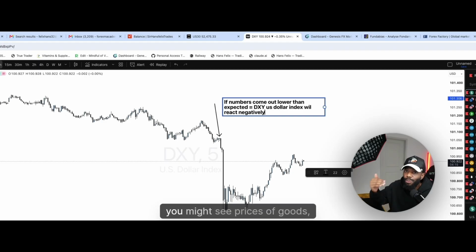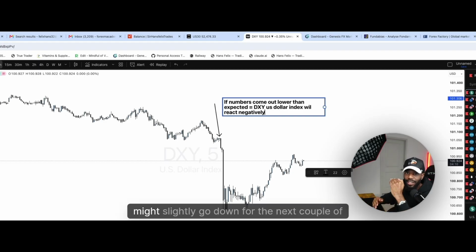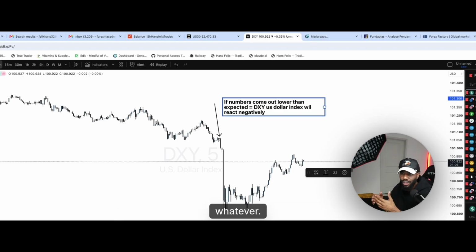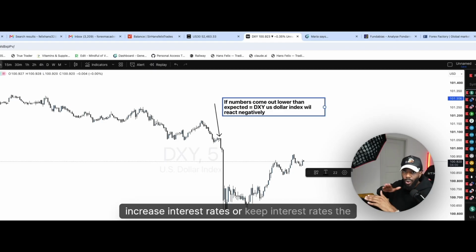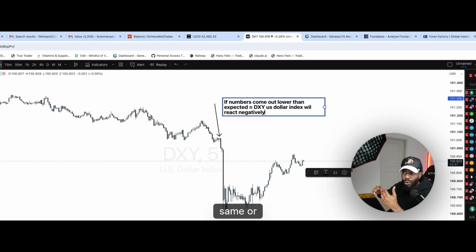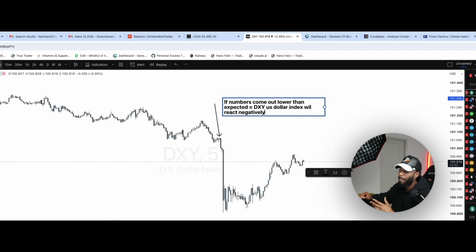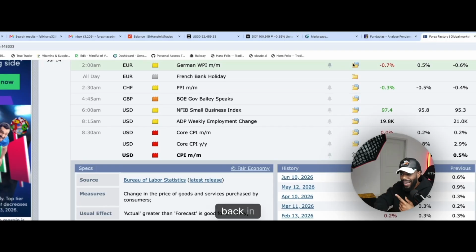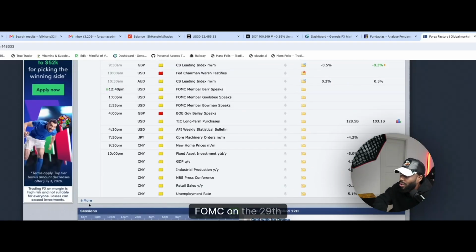In fact, you might see prices of goods, things that we purchase, might slightly go down for the next couple of weeks. And that also tells the Fed whether they should increase interest rates or keep interest rates the same or lower interest rates on the next Fed rate meeting. Okay. So in this case, we just had interest rates news back in late June, I believe, late May. But this month alone, we will be having FOMC on the 29th.